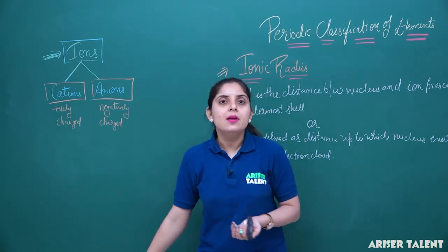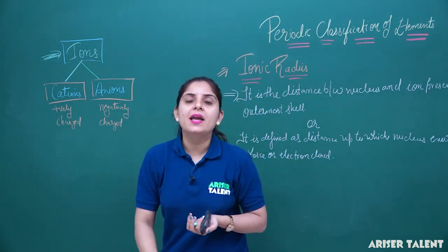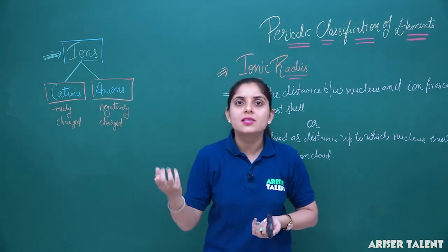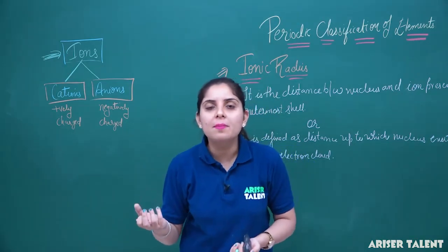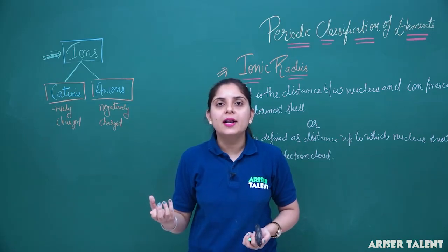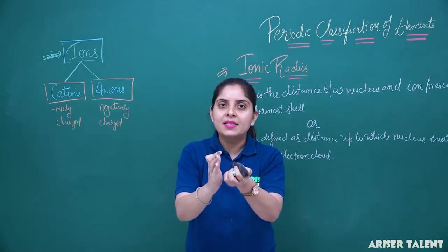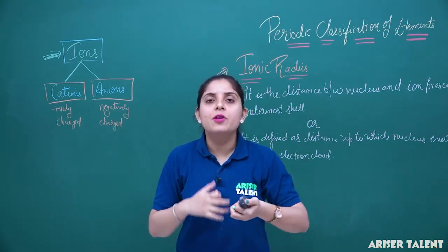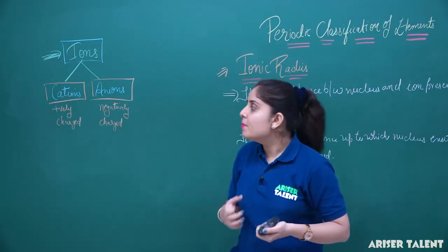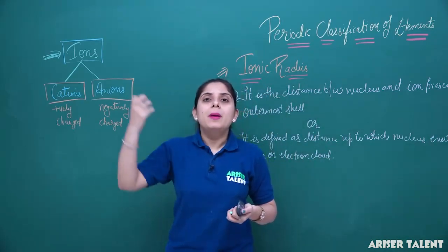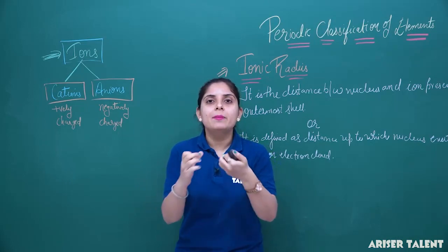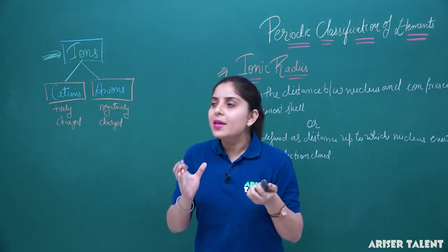Why is this happening? Because a cation is formed by being positively charged, which means it is formed by losing something. It will lose the outermost electron, so the size will compact easily. But on the other hand, the size of the anion will always be greater than the parent atom, because anions are formed by taking an electron. So the size will automatically expand. It means its electron cloud will be expanded.